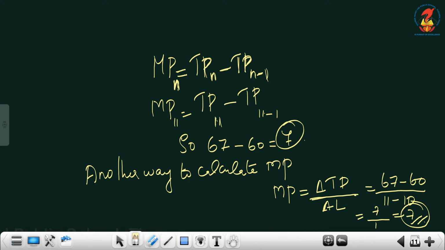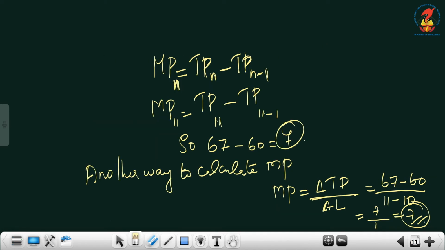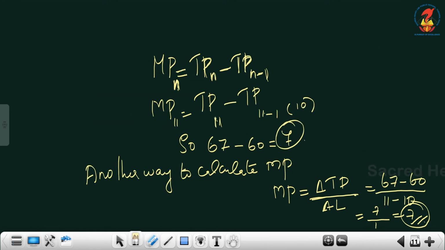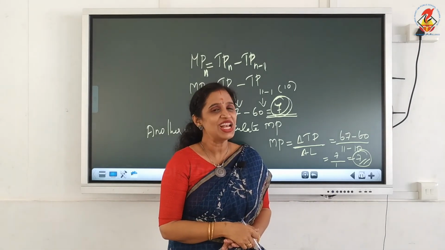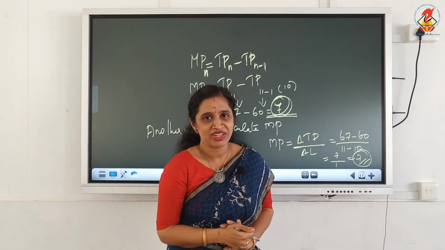TP of 11, total productivity of the 11th unit, is 67. Total productivity of 11 minus 1, that means by using 10 laborers, how much is produced? 60. So TPN is 67, TPN minus 1 is 60. So 67 minus 60 is equal to 7. So marginal productivity is 7. Seven additional units are added to the total productivity, from 60 to 67, when one more labor is added.